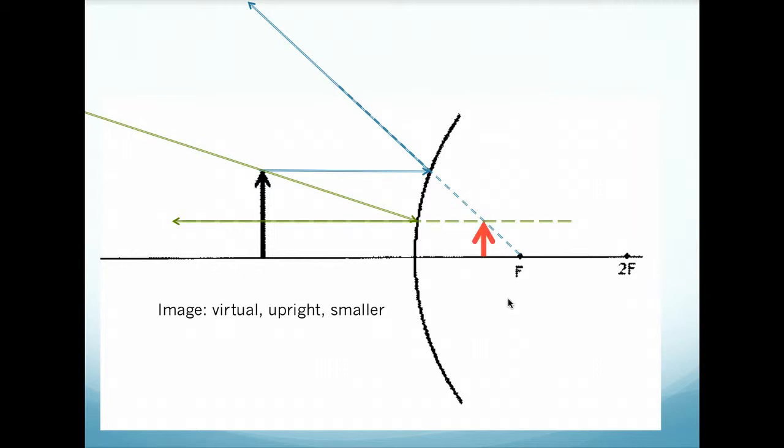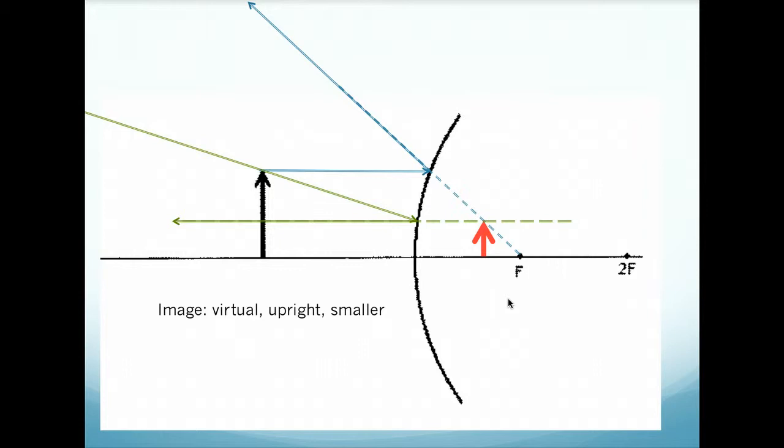Upright, a dead giveaway that it's virtual, it's not real, because real images are always flipped. So an upright image, and it's smaller no matter how far away from the mirror you are. So not diverging. This is a convex mirror. For a convex mirror, it's always the same. No matter how far the object is, it's always going to be smaller, always going to be virtual as far as image goes.